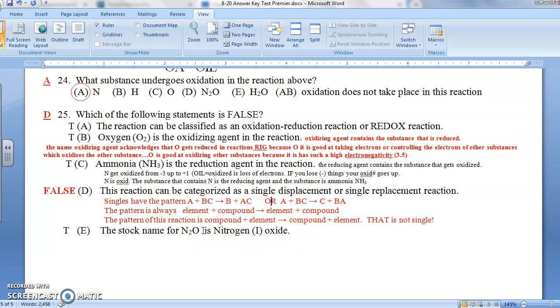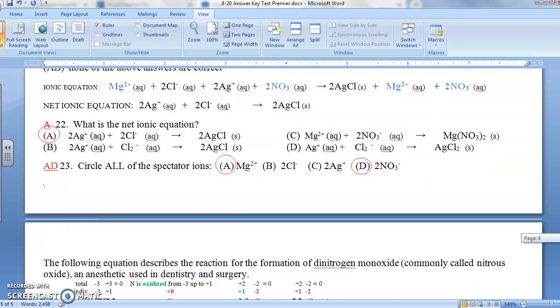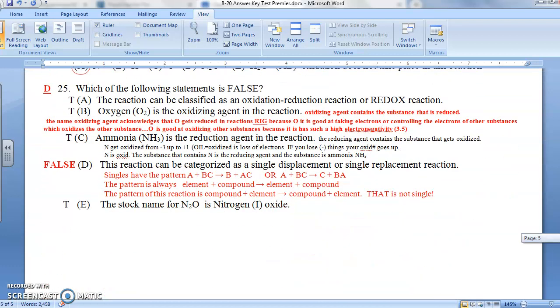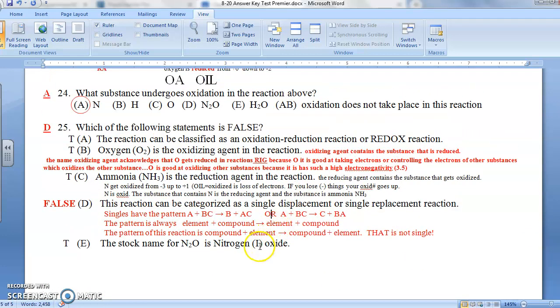Letter E, the stock name. We already know D is false, but let's just double check D. The stock name for N2O, we called it dinitrogen monoxide. It's sometimes called, as we saw up here, nitrous oxide. But here, they're saying it's called nitrogen 1 oxide.